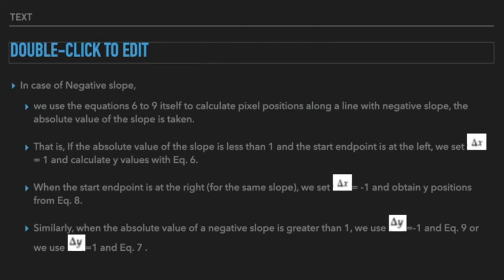So then if the absolute value of the slope is less than or equal to 1, you use equation 6 if the line is drawn from left to right, and if it is from right to left, then you have to use equation 8.